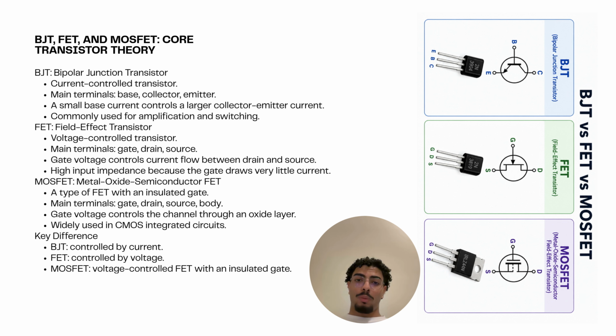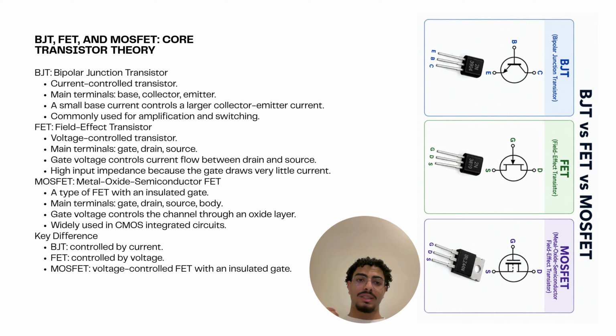And lastly, a MOSFET is a type of FET with an insulated gate. It has gate, drain, source, and body terminals. The gate voltage controls the channel through an oxide layer. MOSFETs are widely used in CMOS integrated circuits. So the key difference is that BJTs are controlled by current, while FETs and MOSFETs are controlled by voltage.